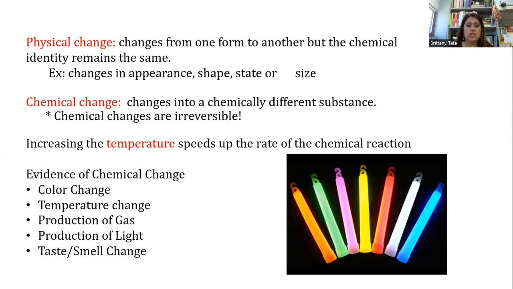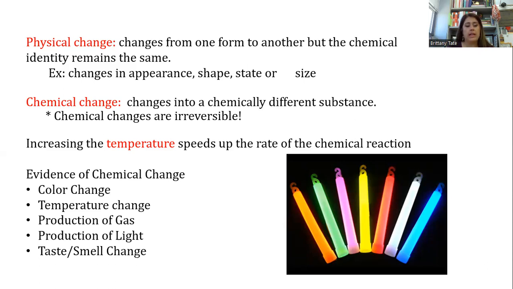Then we have chemical changes. Chemical changes change into chemically different substances. So the changes are irreversible, like burning a piece of paper or rust forming on a nail. All of those are going to be chemical changes.